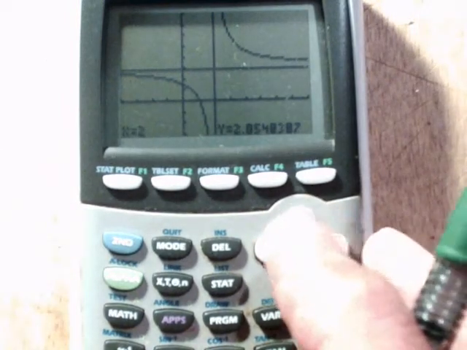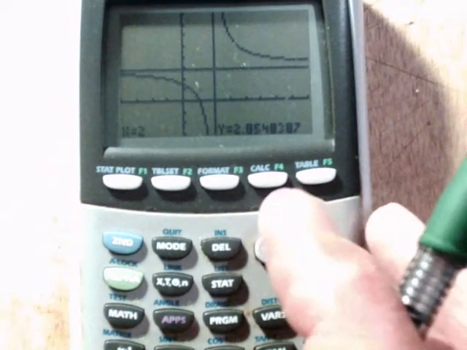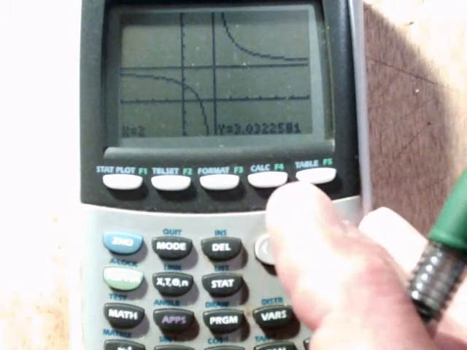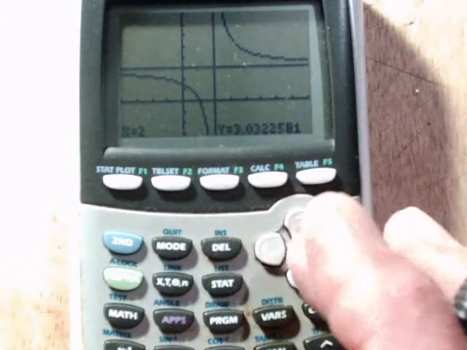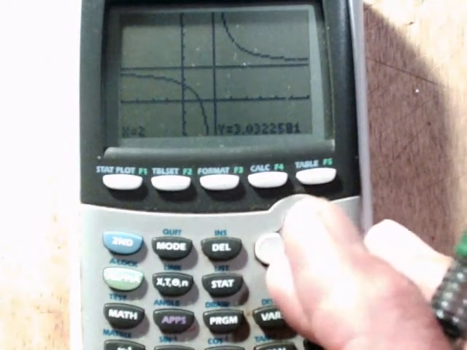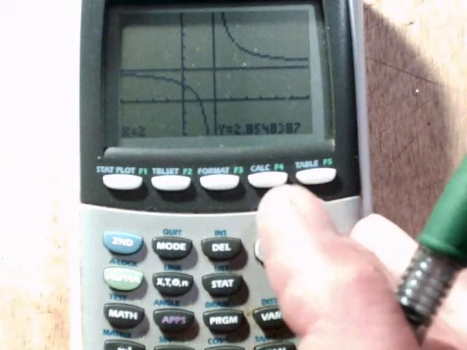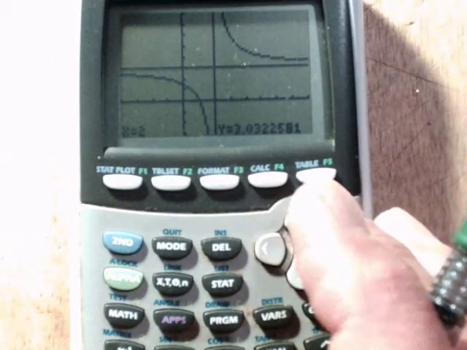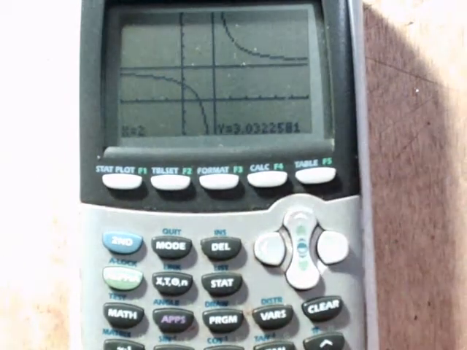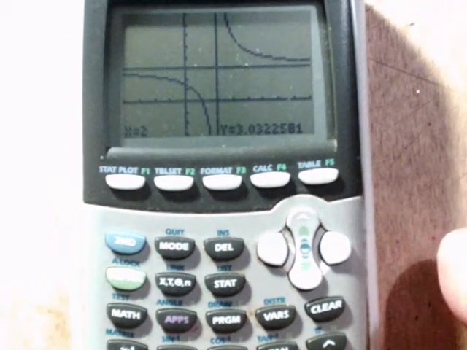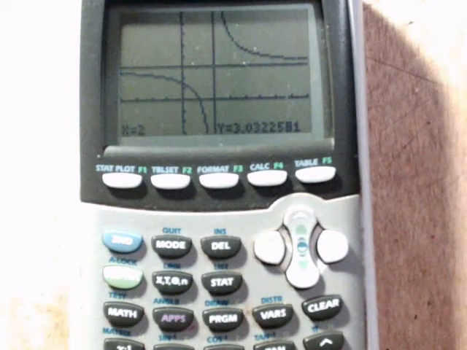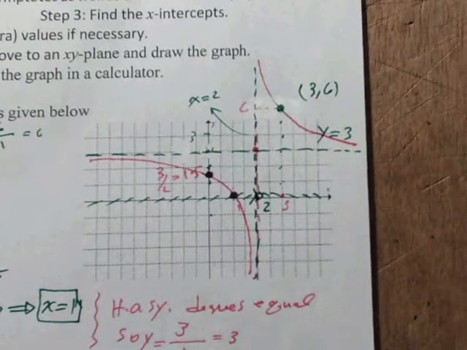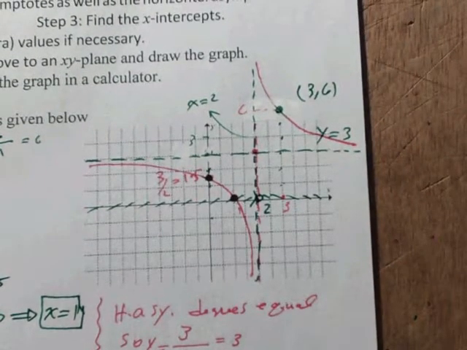You see, if I go down, it's 2.85. If I go up, it's 3.03. Seems like I cannot get it exactly at 3. But which one is closer to 3, 3.03 or 2.85? To me, 3.03 is better. So I just leave it there and press enter. You see? So that's it. That's a graph of this function, which is exactly like what I have here. So pretty cool.